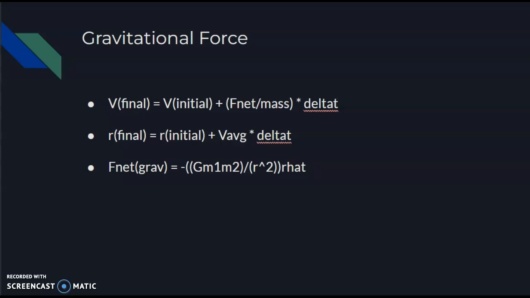So here are some relevant equations. First we have the velocity update and then the position update. Both of these are derived from Newton's second law. And then we have the gravitational force equation. So F net grav equals negative G m1 m2 divided by radius squared times r hat, where r hat designates the direction.